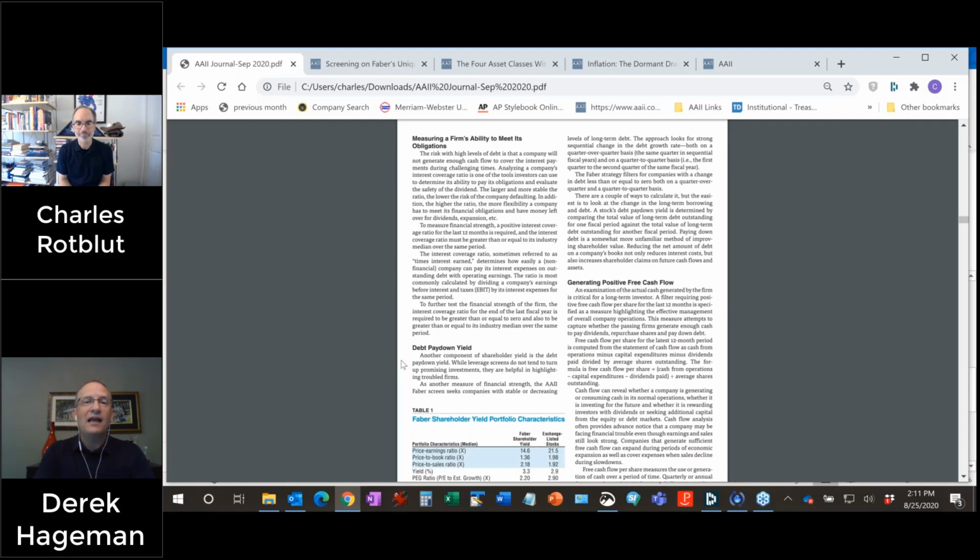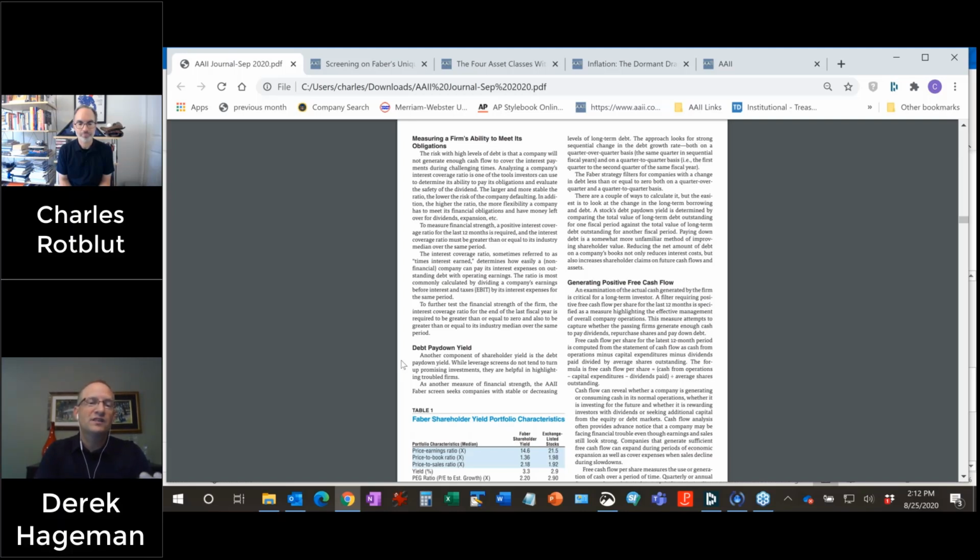So the risk with high levels of debt is that a company will not generate enough cash flow to cover the interest payments during challenging times. It's obviously what we've seen over the last few months, so definitely an important factor. Analyzing a company's interest coverage ratio is one of the tools investors can use to determine a company's ability to pay its obligations and evaluate the safety of a dividend.